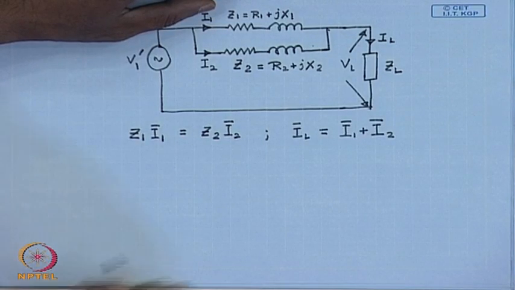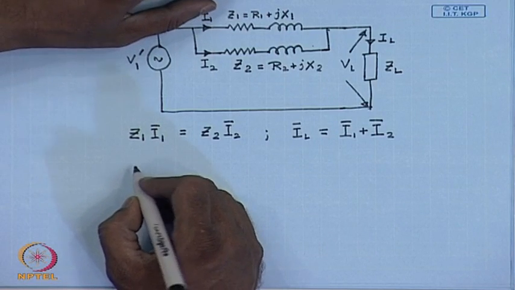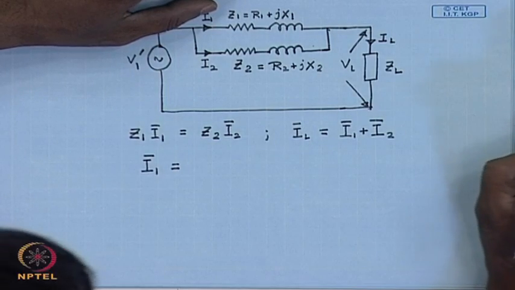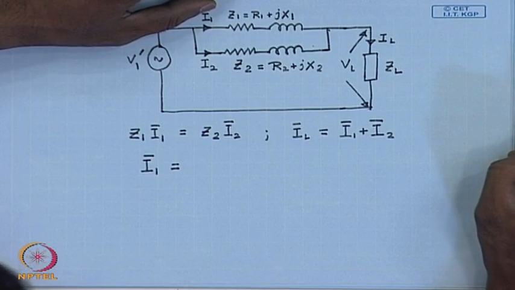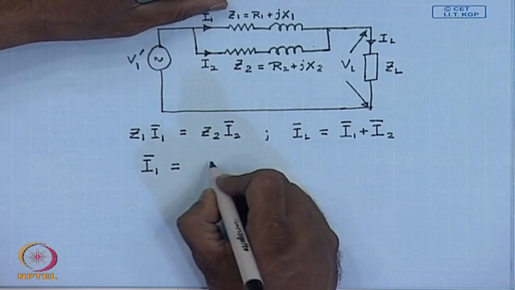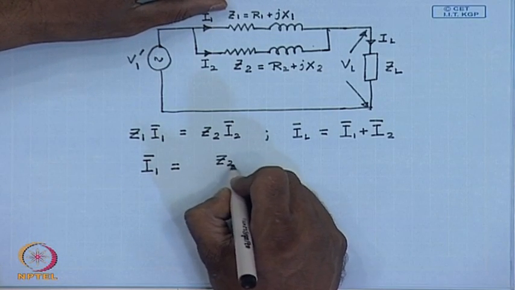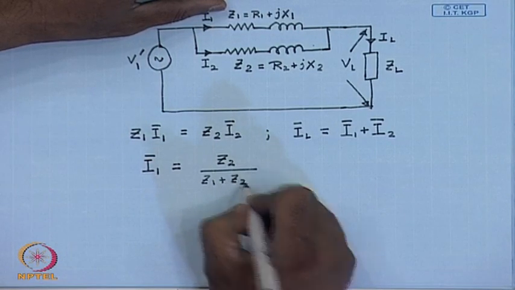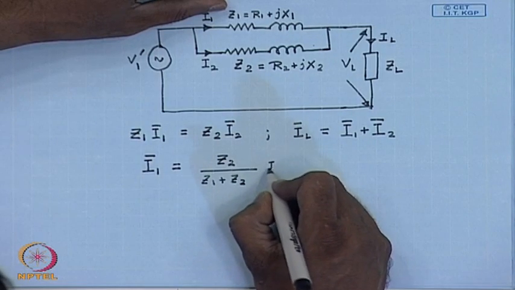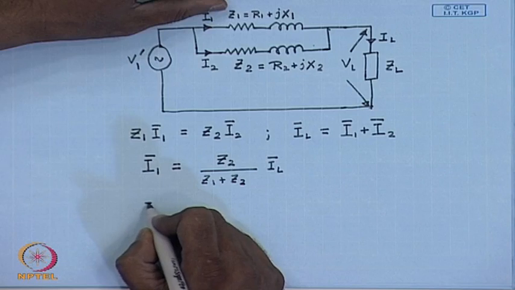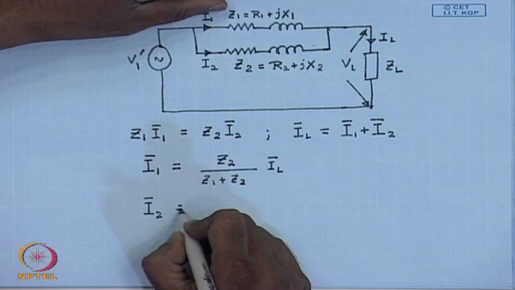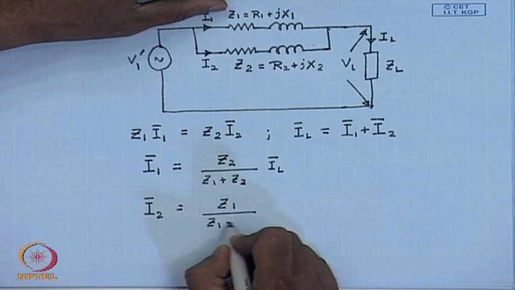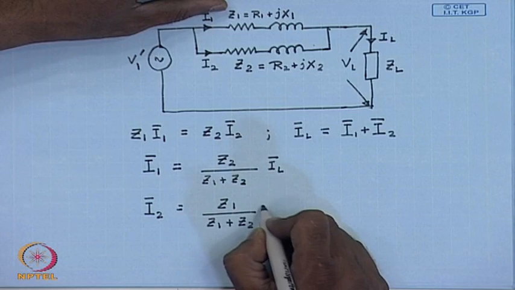Therefore, in terms of IL, I1 equal to Z2 divided by Z1 plus Z2 into IL, and I2 equal to Z1 divided by Z1 plus Z2 IL.